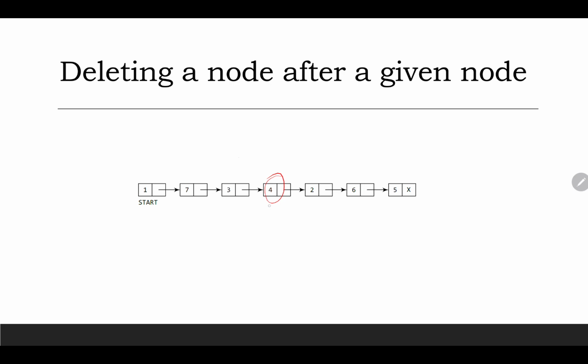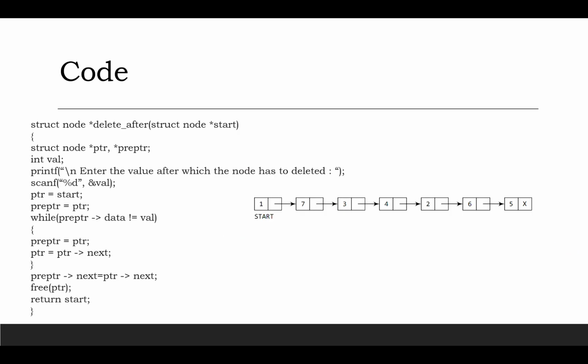For example, the data value given is 4. For that we will use the condition ptr->data is not equal to val. Suppose val is 4. We will check until this node, and we will delete the node after the given node. We will delete it by using the free function. Okay, so we will see it with the code.